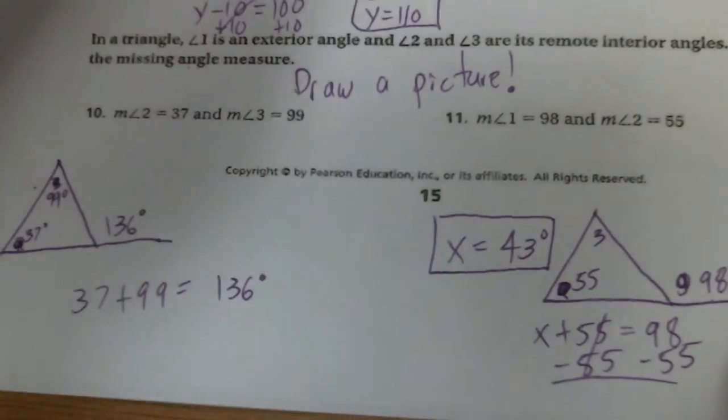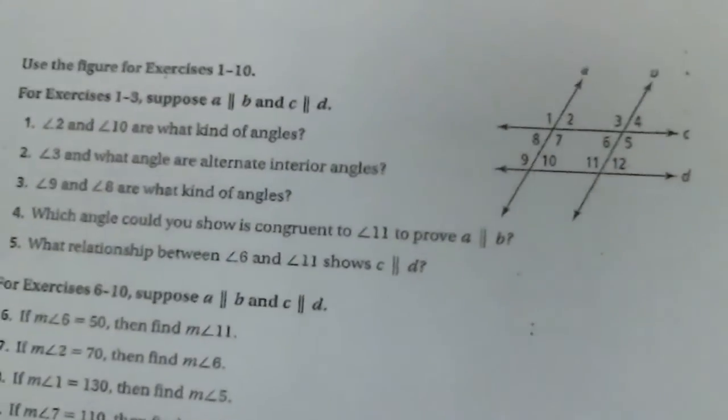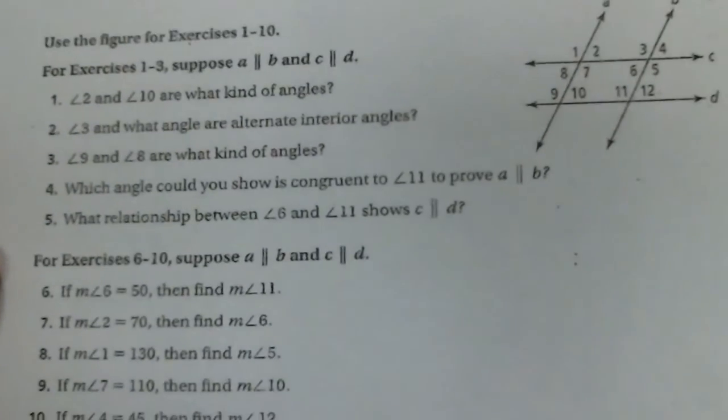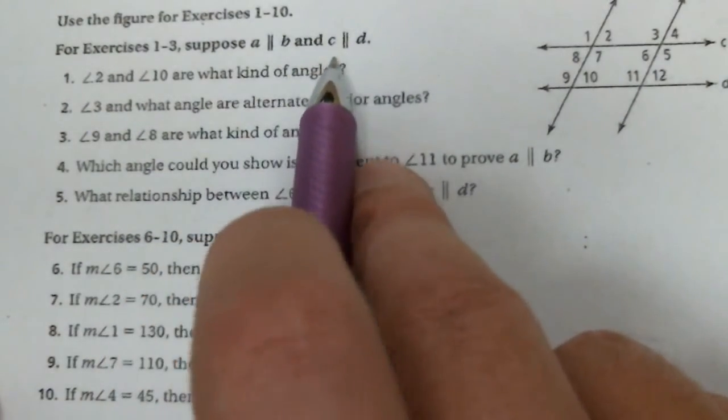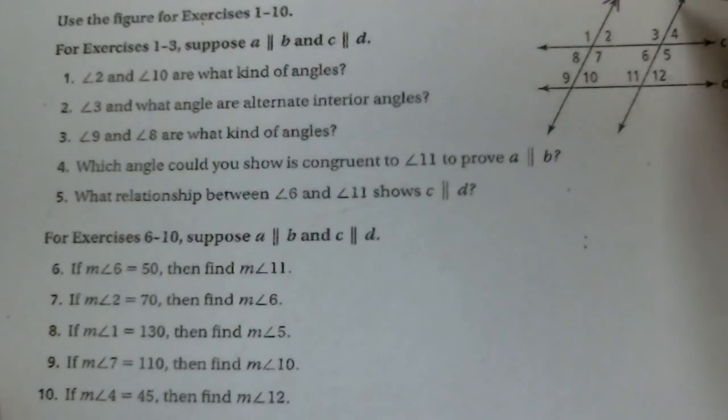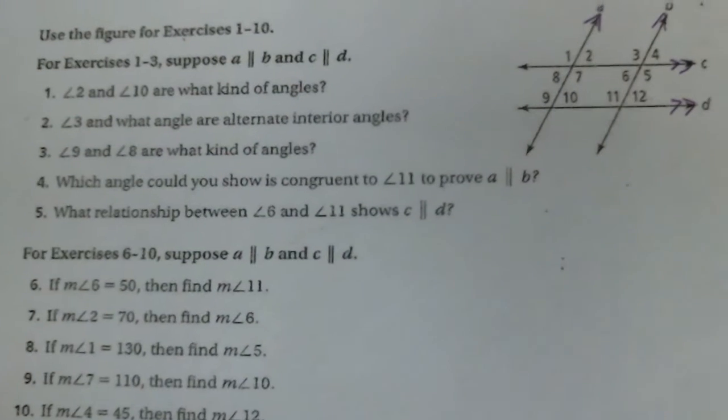Okay, so let's go ahead and flip on over to the back. All right, moving right along. Okay, so it says for exercises 1 through 3, suppose that A and B are parallel and C and D are parallel. So these guys are parallel, and of course I'll put double arrows to notate those guys are parallel.